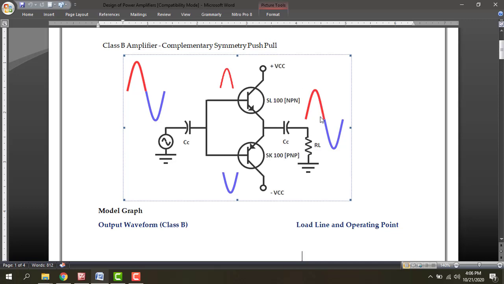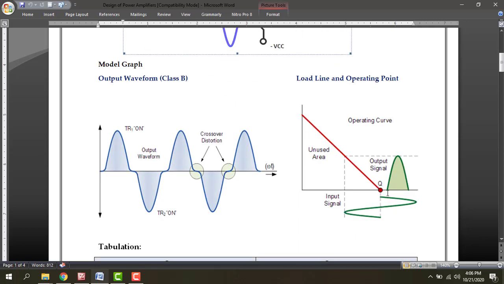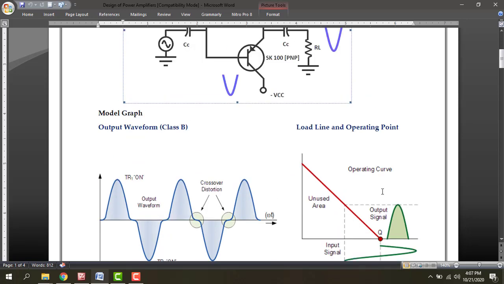So the positive half cycle in the output is due to the NPN transistor and the negative half cycle is due to the PNP transistor. So we have both the positive cycle and negative cycle in the output without any biasing circuit. Without any biasing circuit means the operating point lies at the cutoff region or cutoff point.